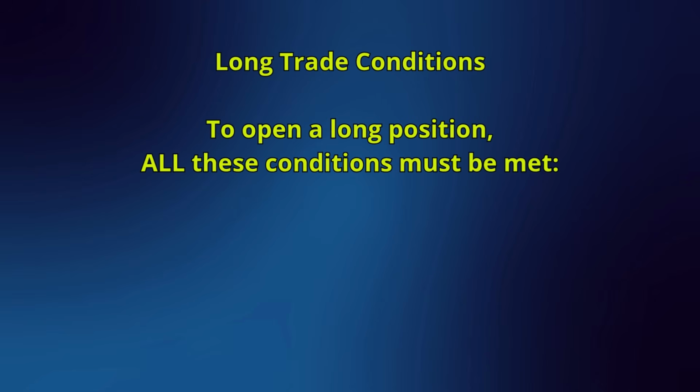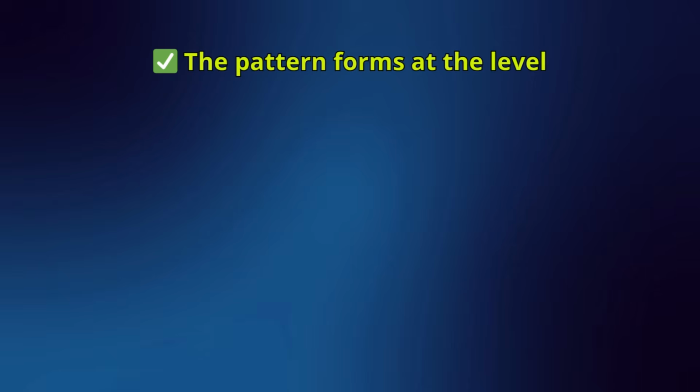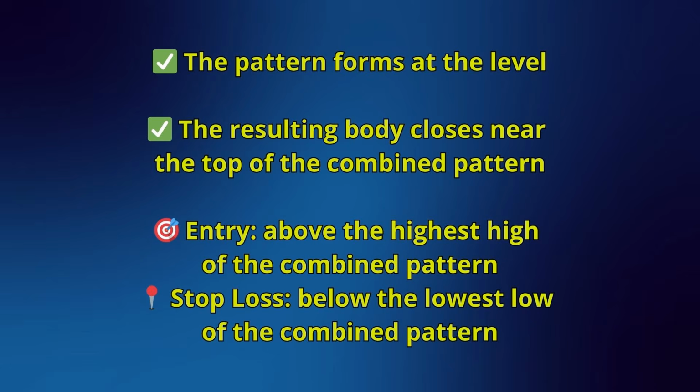Let's detail the specific conditions for a long position. As always, you must meet all criteria. First, the price must be above the EMA 21 to confirm a clear uptrend. Second, we wait for the price to pull back to a key level. Crucially, a combined pin candle pattern must appear, specifically showing a long lower wick. If valid, the entry is placed just above the highest high of the two-bar pattern, and the stop loss is set securely below the lowest low of the combination.